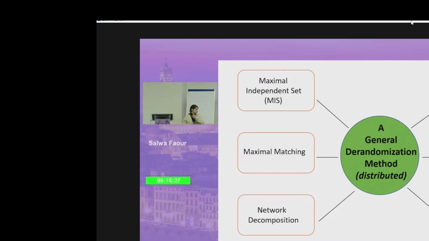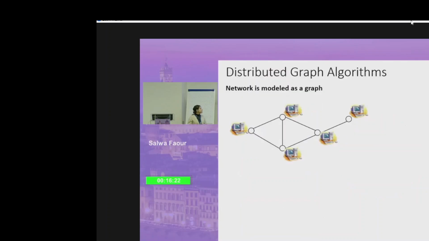But before we get into details, let me just introduce the model we're working with. Given a network, we model it as a graph. Imagine a computer network where each node is a computer and the edges are communication links. We also assume that the graph has n nodes, where each node has an order of log n bit unique identifier. The goal is for these nodes to collaborate and communicate with each other over the edges of the network in order to solve a global graph problem on the network itself.